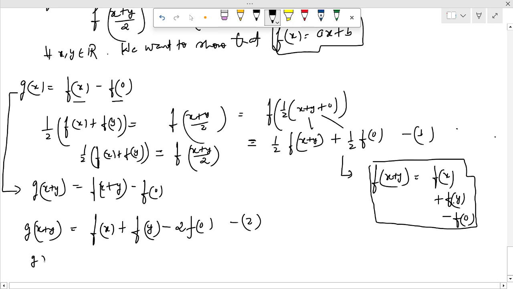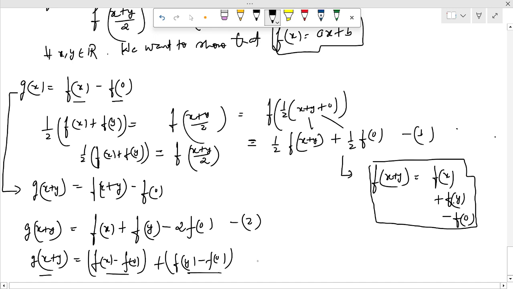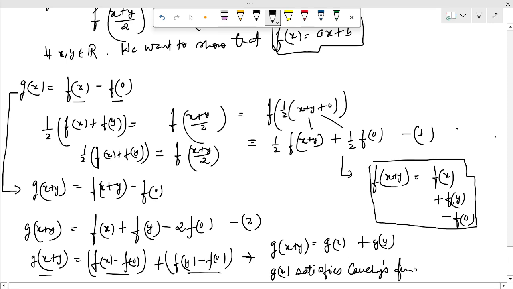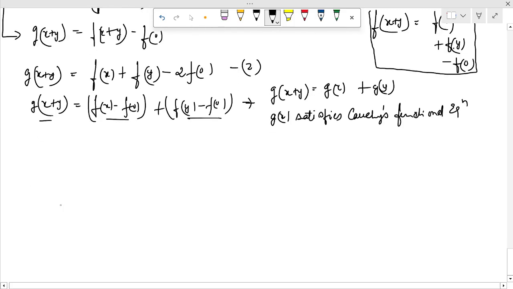And I can simply write that g of (x plus y) is equal to f(x) minus f(0) and then plus f(y) minus f(0). So g of (x plus y) is equal to what? This is g(x) and this is g(y). So clearly it is clear that g of (x plus y) is equal to g(x) plus g(y). So clearly g satisfies Cauchy's functional equation.